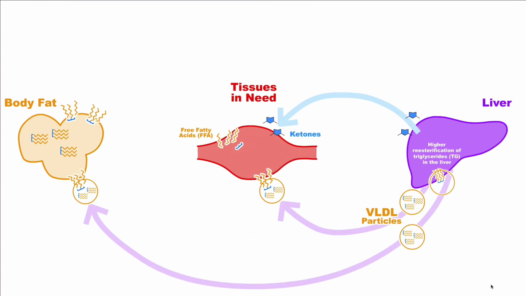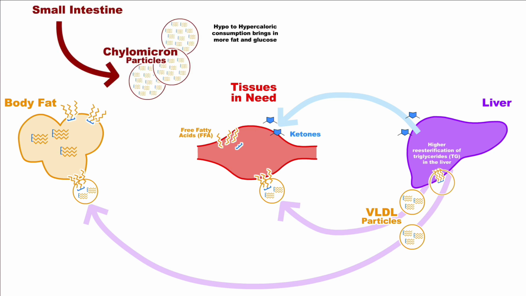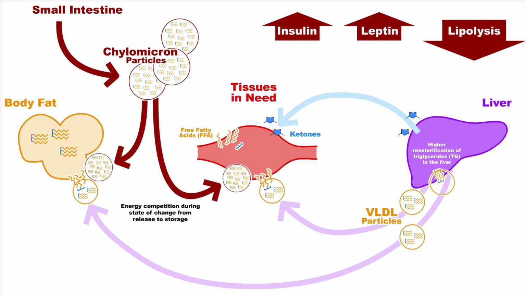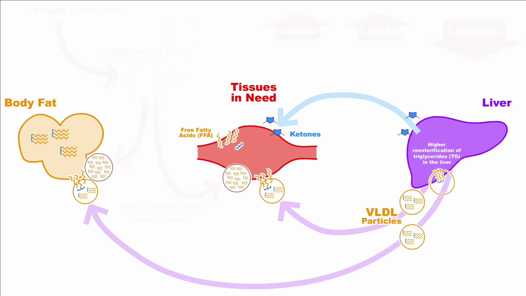So what do I think is happening? Well, taking it topside again, I think there's definitely more chylomicrons coming in because there's a greater consumption of more fat and glucose. Not a lot of glucose, but a little more glucose, certainly proportional to what I was eating before, which means greater insulin, higher leptin, and therefore a lower amount of lipolysis. And this in turn means greater energy competition between this state of change from release to storage. I'm predominantly releasing fatty acids, and now I'm going to storing them.